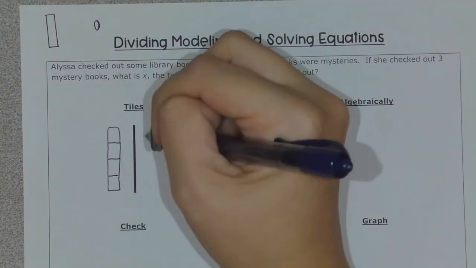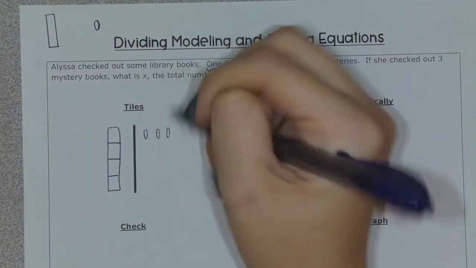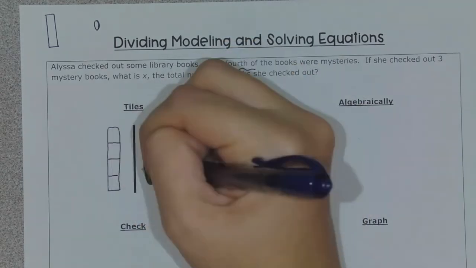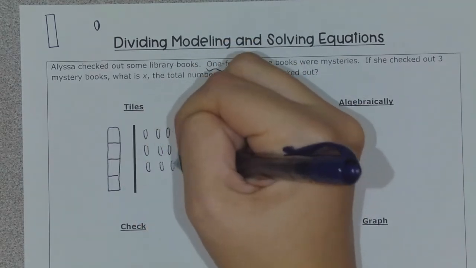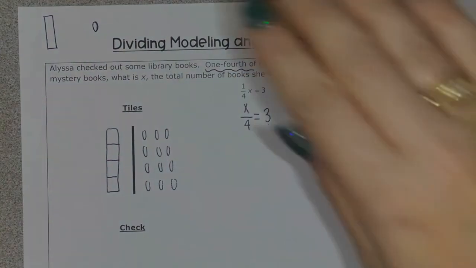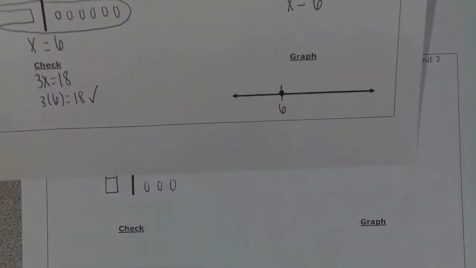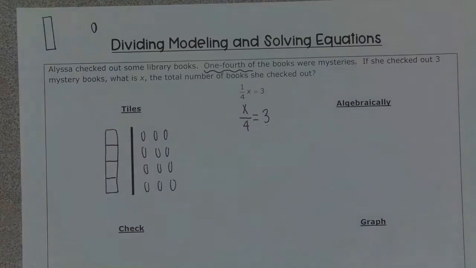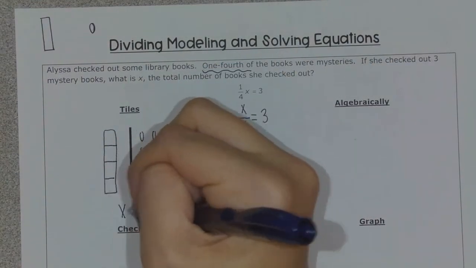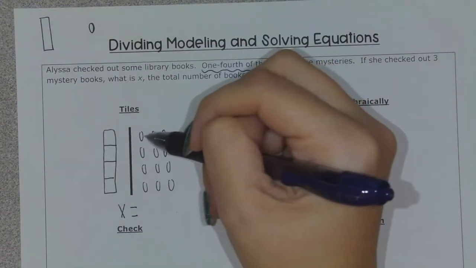So this piece would be worth 1, 2, 3. This second piece would be worth 1, 2, 3. This third piece would be 1, 2, 3. And this last piece is also worth 1, 2, 3. So if I look at any fourth that is on here, they each equal 3. I want to know what the entire x is worth. So that would be 3, 6, 9, 12.